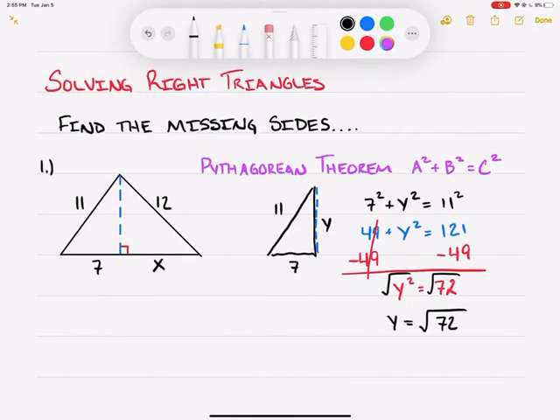Now, what you can do is break up 72. 72 is the same as 8 times 9, so the square root of 8 times 9. I can take the square root of 9, which becomes 3. So y would equal 3 times the square root of 8, which of course can be broken down further, but I don't want to do that. I'm just going to throw this into a good old-fashioned calculator and come up with a decimal, right?